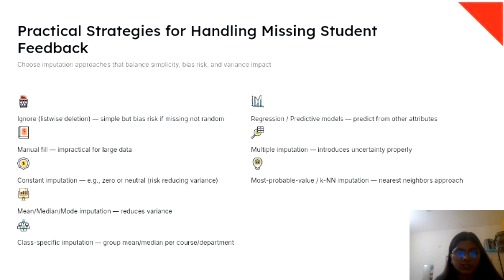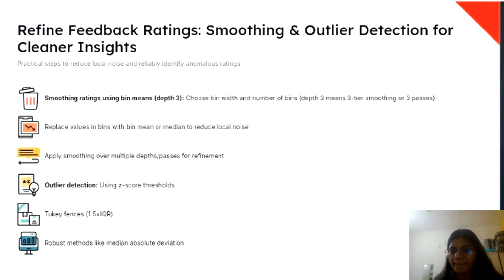Mean, median, or mode imputation reduces variance. Class-specific imputation uses the group mean or median per course or department. Regression or predictive models predict values from other attributes. Multiple imputation introduces uncertainty properly. Most probable value or KNN imputation uses a nearest neighbors approach.